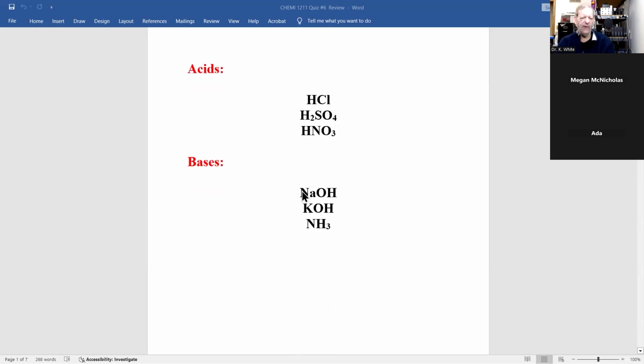Now, you should know the chemical formula for key acids and bases. HCl, hydrochloric acid. H2SO4, sulfuric acid. HNO3, nitric acid. One of the great miracles of life, I personally think, is that in our stomach we have cells that make HCl, which is why your stomach is acidic. It helps break down the food.